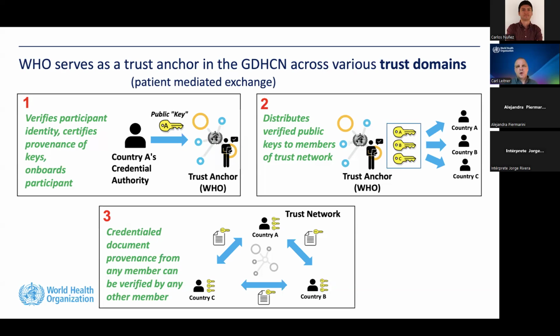And then once those keys have been distributed, they're available at the country level to be used to verify the provenance of a health document. At that point, in step 3, WHO is no longer a part of the interaction. It's between individuals and between countries. So WHO has no insight as to which documents are being verified, who's verifying them, whose documents they are. That's between the country states.